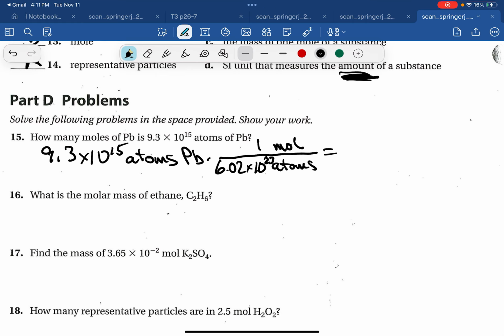Number 16, molar mass of ethane. That's easy. You can do that. No problem at all. So go ahead and work that one out.